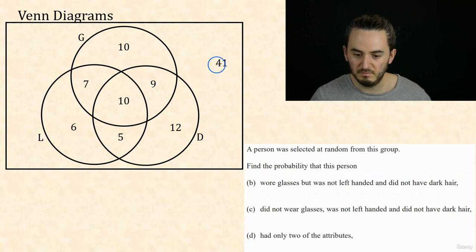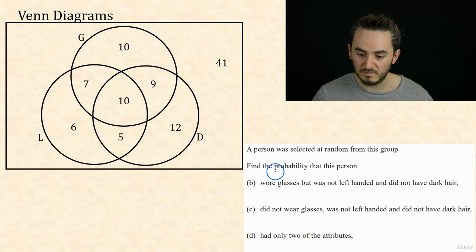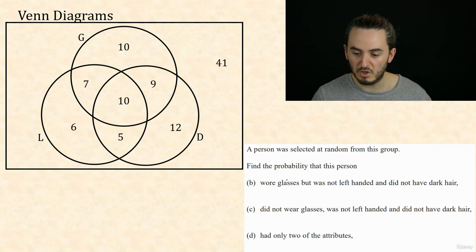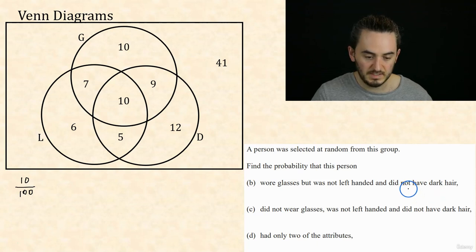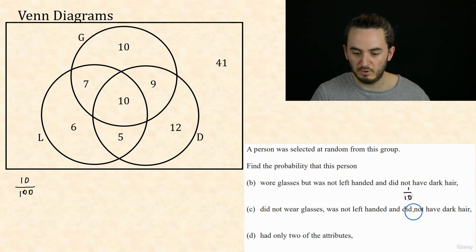All right, so here's my neatened up Venn diagram. Now let's look at some of the questions. A person was selected at random from the group. Find the probability that this person wore glasses but was not left-handed and did not have dark hair. So wore glasses, inside this G region here, but was not left-handed, so not any of these, and did not have dark hair, so not these. So it's just these 10. Our answer is 10 out of 100, because there were 100 people in total, which simplifies to a tenth, or 0.1.